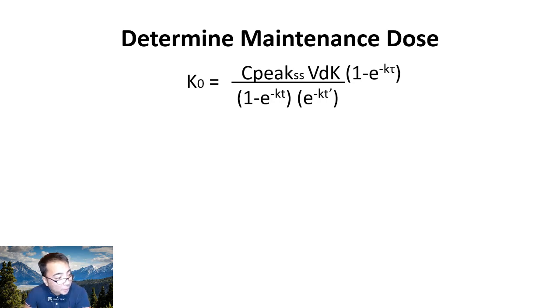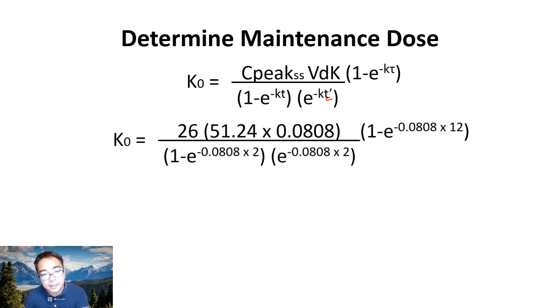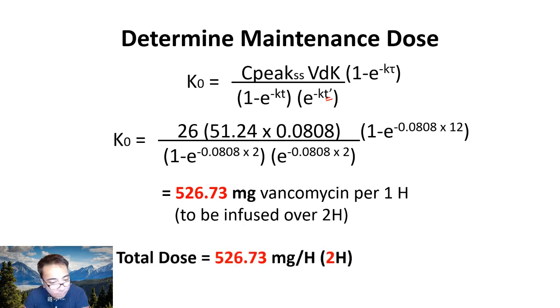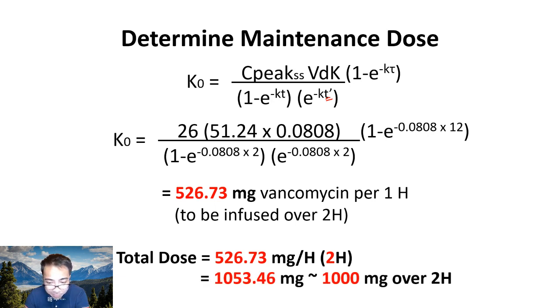Now, after you get the VD and the K, class, it's easy to get our maintenance dose. So, you can use again this formula here. Again, class, this one's quite similar to your aminoglycoside. The only difference is that we have here KT prime, which is the distribution phase that needs to be considered. So again, apply the formula. What comes out, class, is 526.73. That's for 1 hour. And it has to be infused for 2 hours, class. So, what comes out is 1,053, or we give 1 vial over 2 hours.